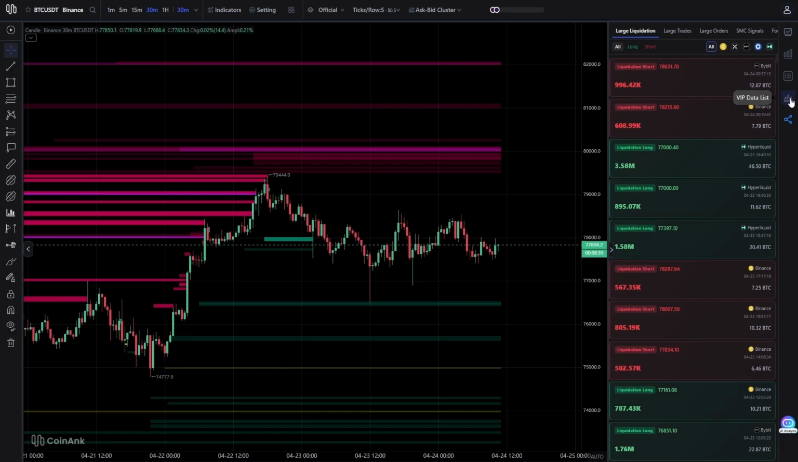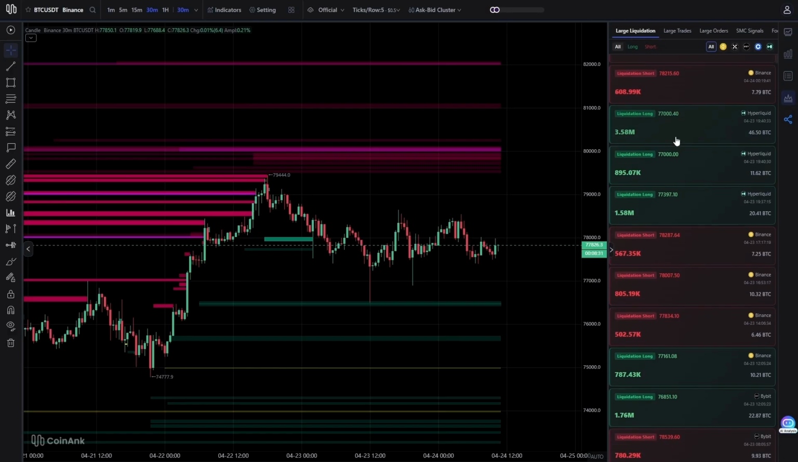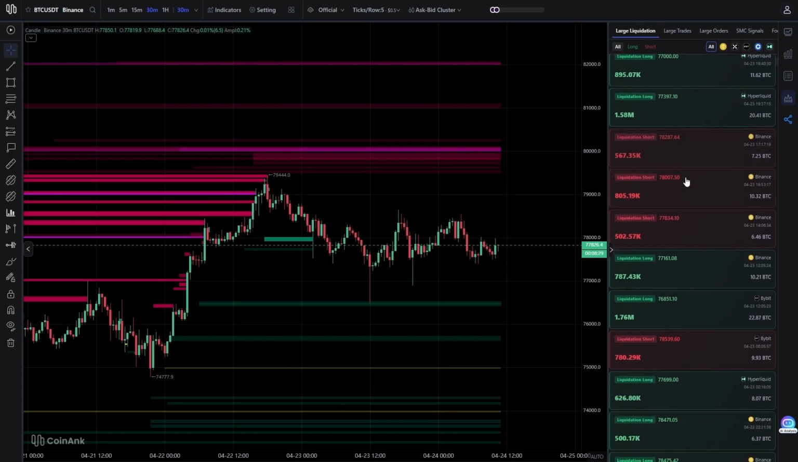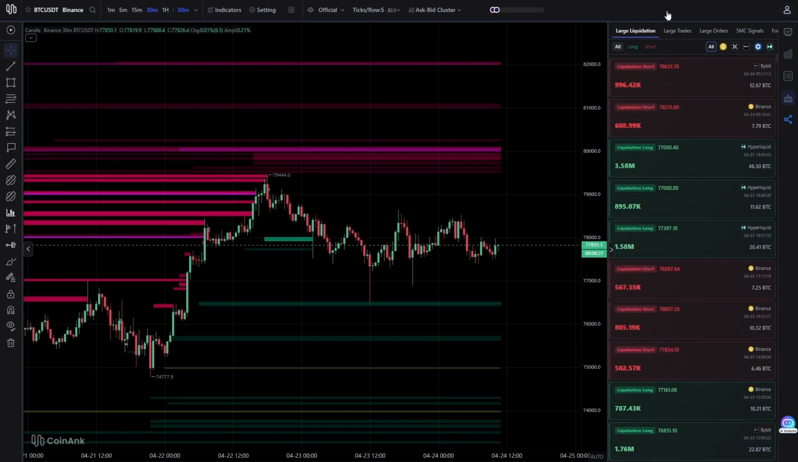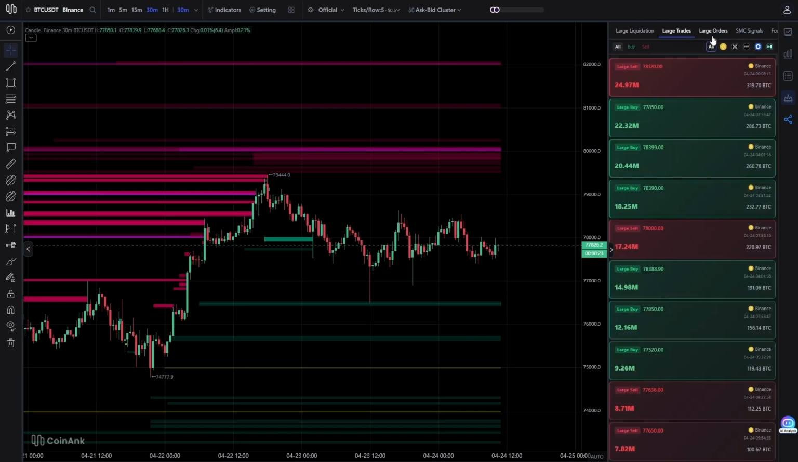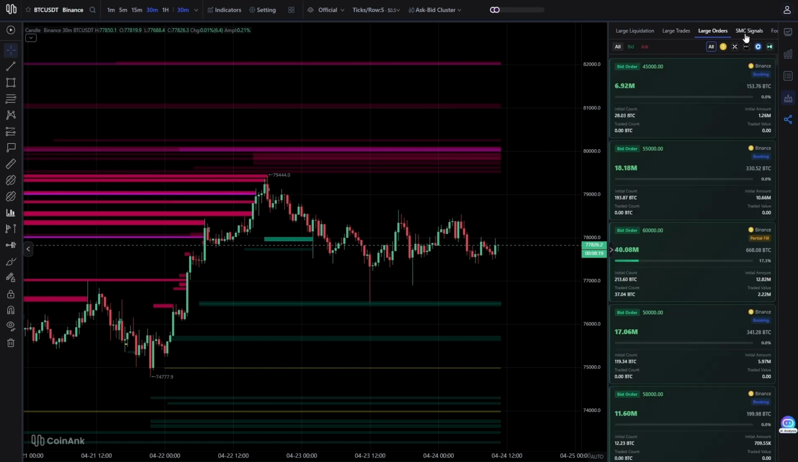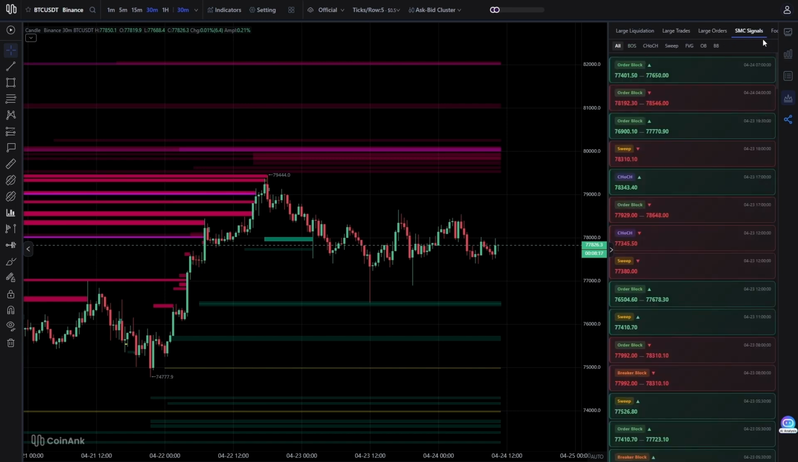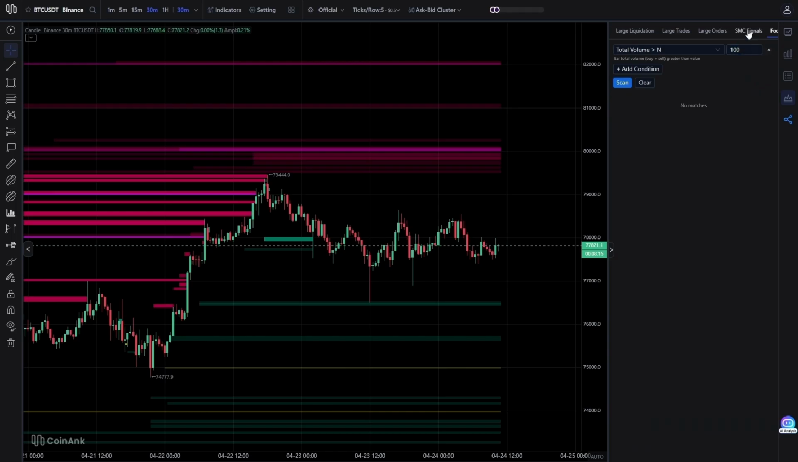We have VIP data. So here we can see large liquidations. You can see where the liquidations happened now. This is new. I don't recall seeing this before. You have large trades, but we know that already, the large orders. You now have smart money signals.